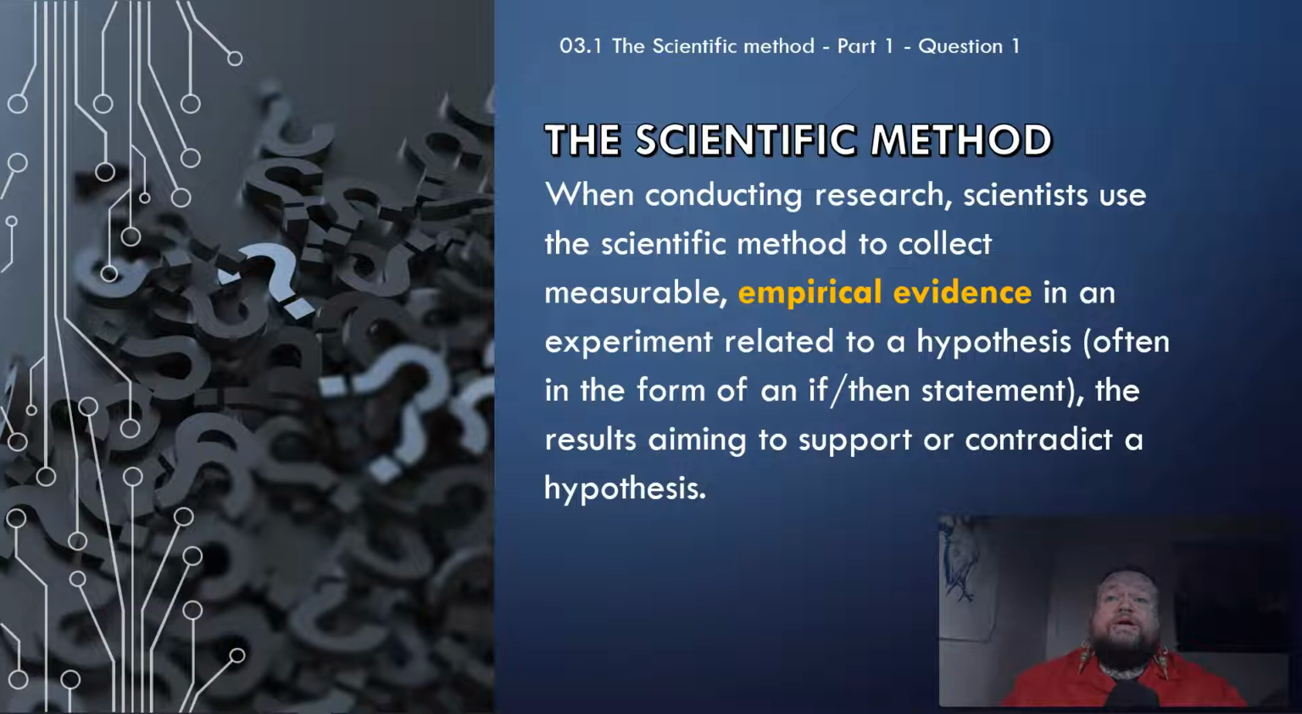So when conducting research, scientists use the scientific method to collect measurable empirical evidence in an experiment related to hypotheses. Often these hypotheses come in the form of if-then statements, with the results aiming to support or contradict a hypothesis, not to prove it. Within here, you'll see the highlighted empirical evidence. Now that's important. There's evidence you can get just in general, but what does it mean for evidence to be empirical? The next slide will go over a deeper definition of that. But we can sum it up now, being that the measurable part is a key part of it.